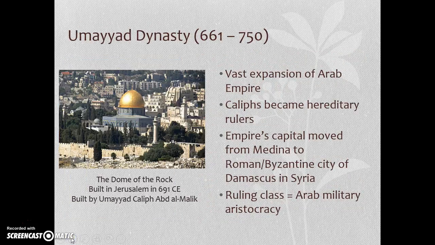The Umayyads, this dynasty with its capital, which was not in Medina, but in the old Roman and Byzantine city of Damascus, provided unity, but soon faced a series of revolts. So you see from the slide that the empire's capital was moved from Medina to Damascus, and the ruling class was made up of the Arab military aristocracy.